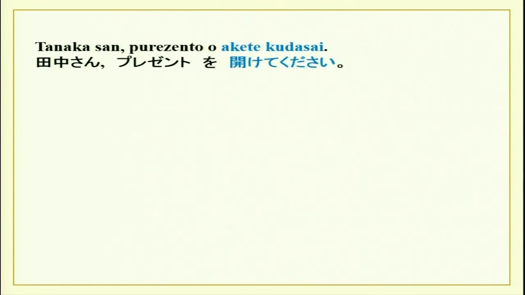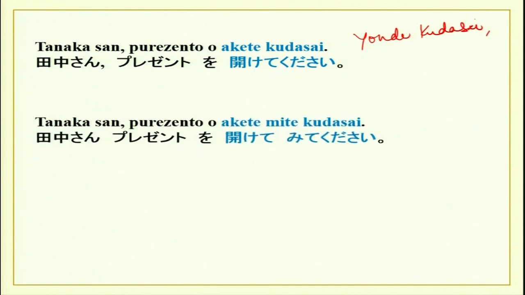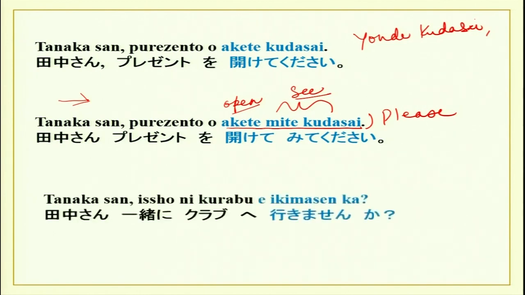Look at this. Tanaka-san, present o akete kudasai. So whether you want to open the present or not has not been asked. You are just being requested to open the present. For example, you can say, Tanaka-san, yonde kudasai. So please read. Whether you want to read or not has not been considered. Now, Tanaka-san, presento o akete mite kudasai. You have done this form earlier. So, somebody is suggesting to you that Tanaka-san, presento o akete, please open and see. Again, you are not asked whether you want to open and see it right now or not.